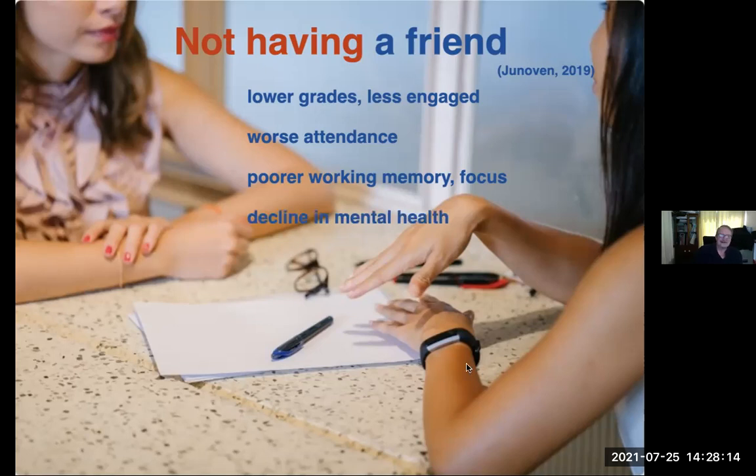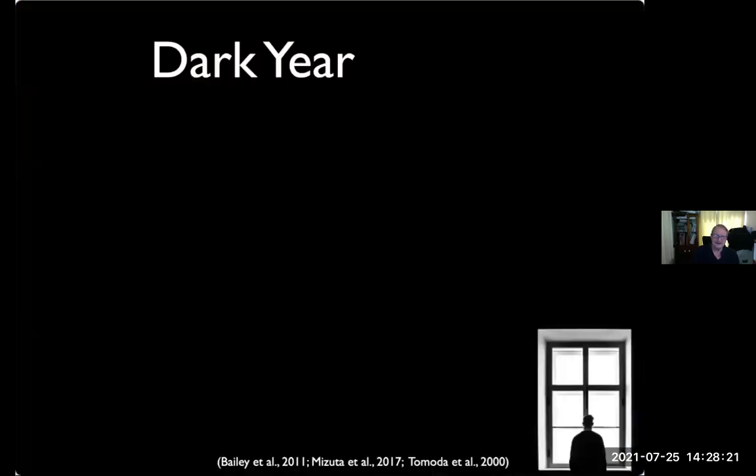Decline in mental health. What does that mean? Well, let's look at the dark year. There's a 12-month period that's been identified in research. This is my own term, the dark year.